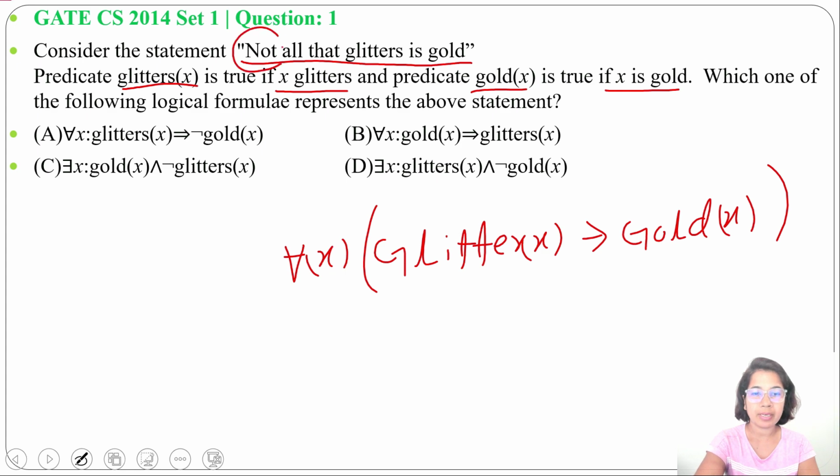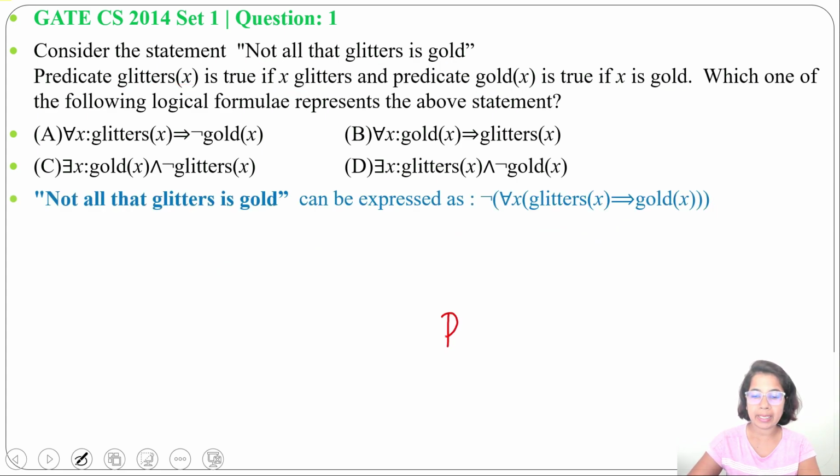But here it's given not all, so I'll add a negation. Not all that glitter is gold. So negation of for all X, glitter of X implies gold of X. Just check the 4 options, it's not present. So we need to simplify it.